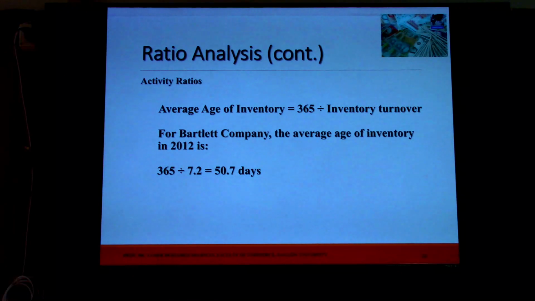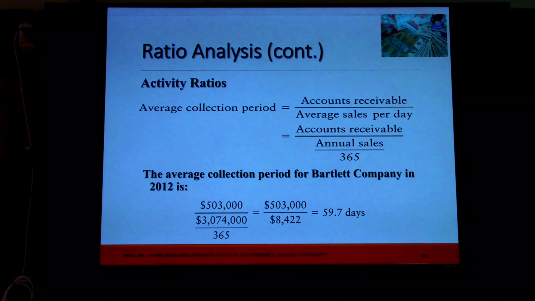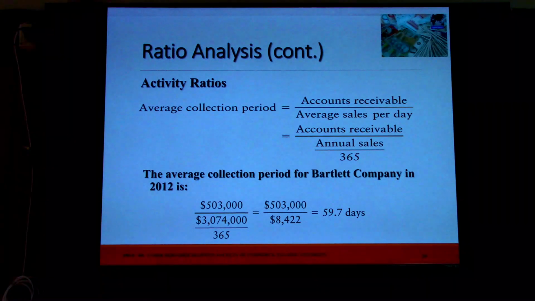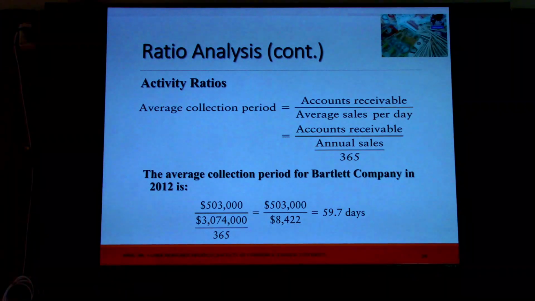Another type of activity ratio is called average collection period, متوسط فترة التحصيل. It's equal to accounts receivable divided by average sales per day. طب accounts receivable from the balance sheet, and average sales per day is equal to annual sales divided by 365.